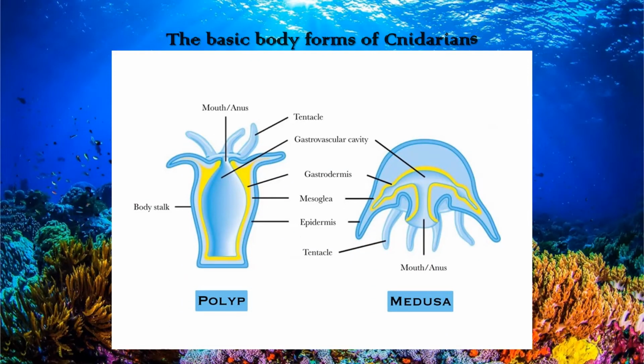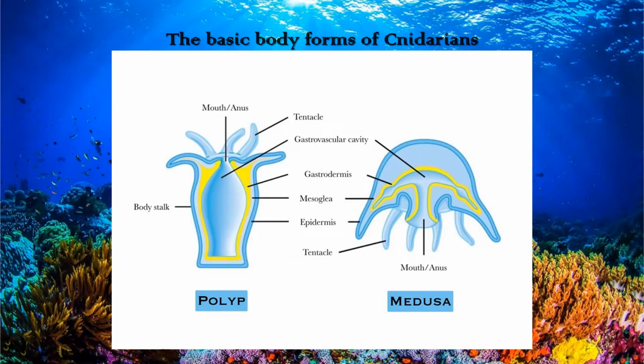There are two basic body forms among cnidarians, polyp and medusa. The figure shows their basic body forms. Polyp has a mouth that is directed upwards, while medusa has a mouth that is directed downwards. Their body is a two-layered sac. The outer layer is derived from ectoderm, while the inner layer is derived from endoderm. The two layers are separated by mesoglea.